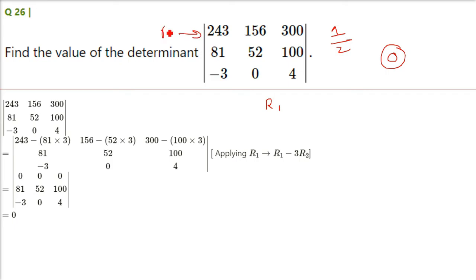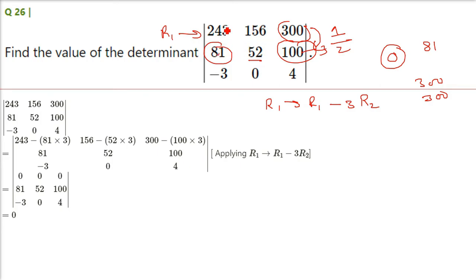So this is row 1. We have row 2 and row 3. Now you see 81 into 3 is 243. 52 into 3 is 156. 100 into 3 is 300. So if you multiply the second row with 3 and subtract the first row and second row, you are going to get 0. Let us multiply the second row with 3 and subtract it from the first row, and that is going to come as 0. Hope you got the idea.